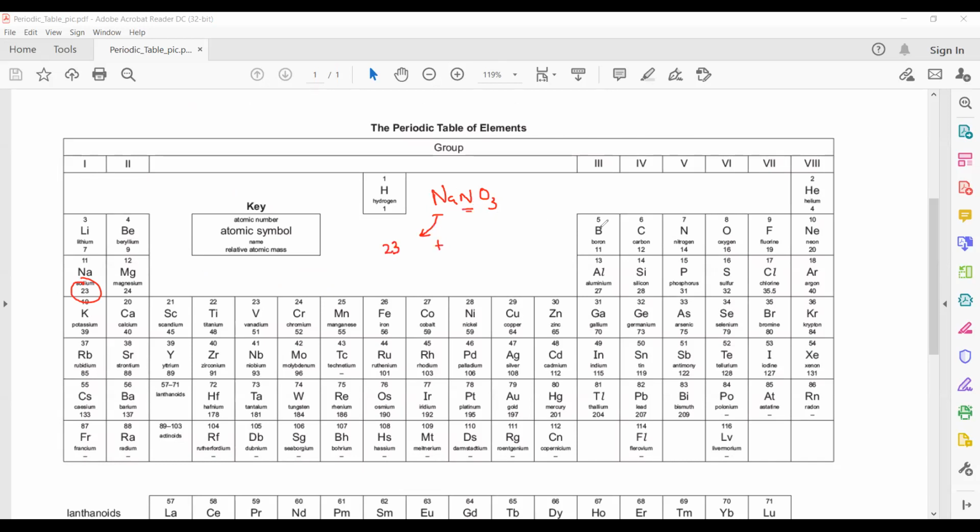plus the nitrogen. When we check nitrogen, it is 14, plus when we check oxygen, it is 16, that is multiplied by 3. So it will be 23 plus 14, that is 37, and 16 multiplied by 3, that is 48. So 37 plus 48, the total sum when we add will get 85. So the molar mass or the molecular mass is 85.